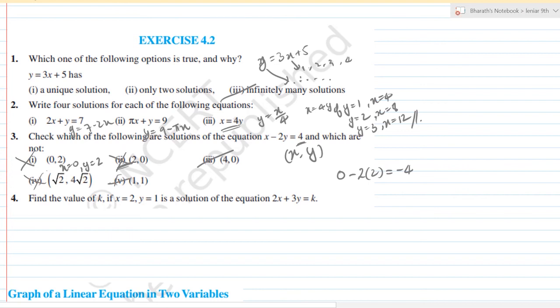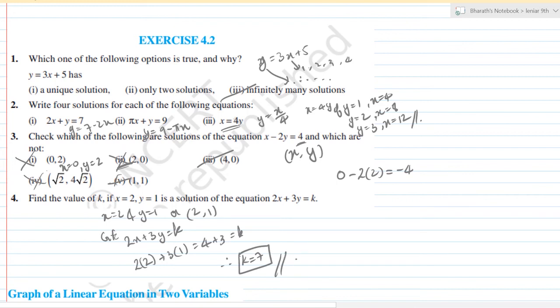Okay, and in the fourth question, find the value of k if x is equal to 2 and y is equal to 1, or 2 comma 1, and the given equation is 2x plus 3y is equal to k, right? What is that? x is 2, into 2, and y is 1, so 4 plus 3 is equal to k. Therefore k is equal to 7. Fine.